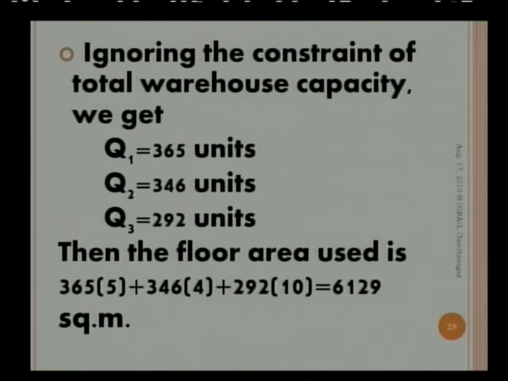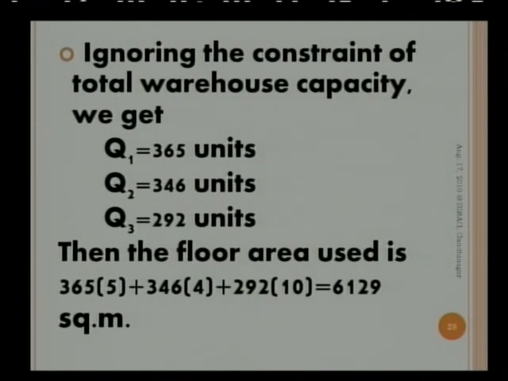Let's first work out lot size ignoring the constraint of total warehouse capacity, using the formula 2AiRi/Hi, which is what we had as the economic order quantity. On the slide, we have Q1 equal to 365 units, Q2 equal to 346 units, and Q3 equal to 292 units.